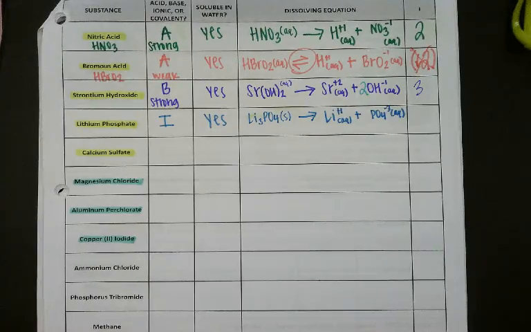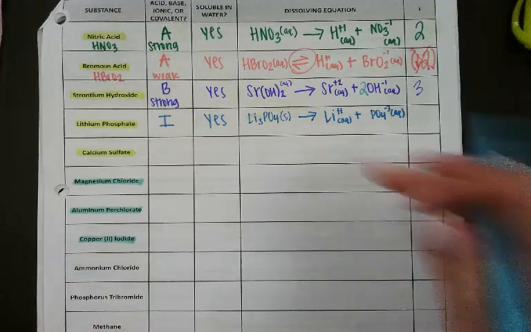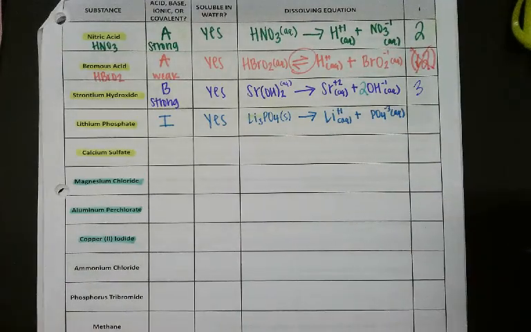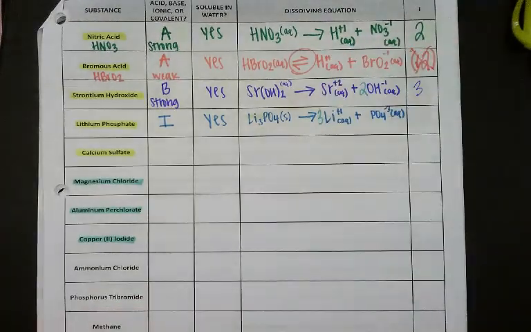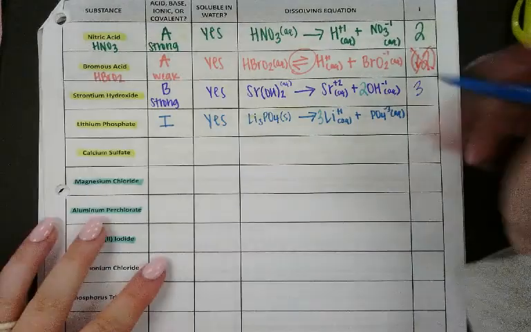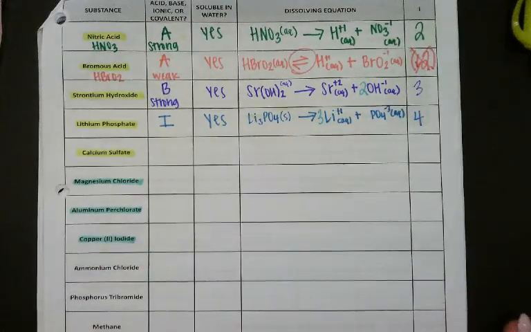What is my i value? 4. How did I get 4? Because I only see 2. So where is my coefficient going? Very good. So when I balance that, then I end up with 4. Okay?